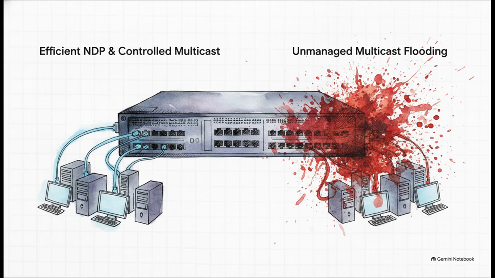We also have Neighbor Discovery Protocol, or NDP, which completely replaces ARP. When you check your neighbor cache now, you won't just see MAC addresses. You're going to see specific states like reachable, stale, or probe. Plus, NDP relies heavily on multicast. If your network switches don't have MLD snooping enabled, that's multicast listener discovery, that multicast traffic will just flood out of every single port, seriously dragging down your network performance.